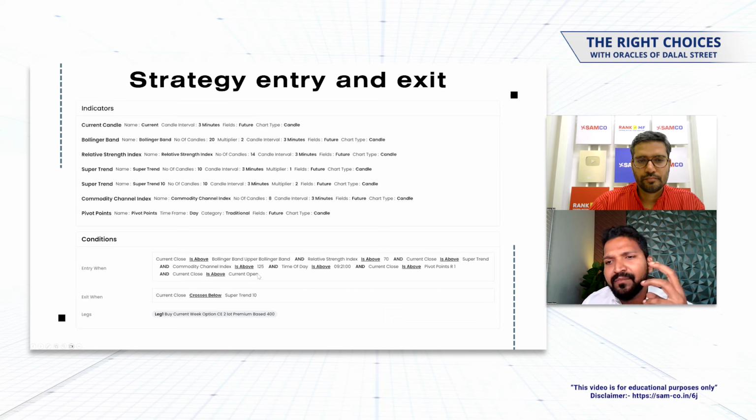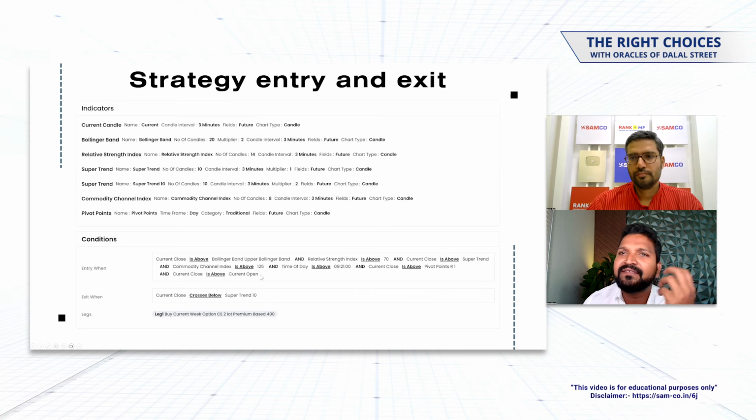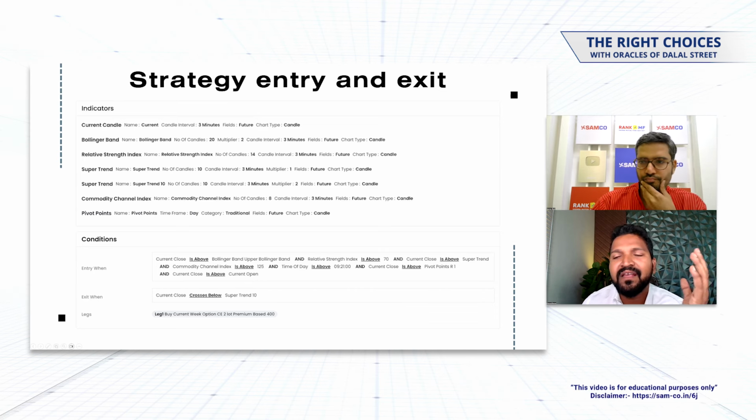So my question is very simple. Is it possible for you to do it for the past 18 months, in and out, every day, checking whether this particular condition is satisfied, and exit the trade whenever the current candle closes below the super trend, and enter into a trade with 2 lots on the premium, which is near 400?